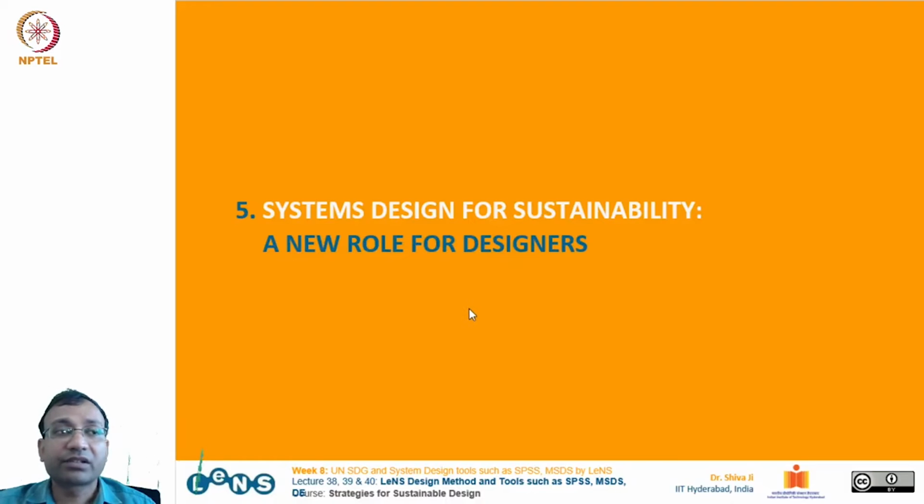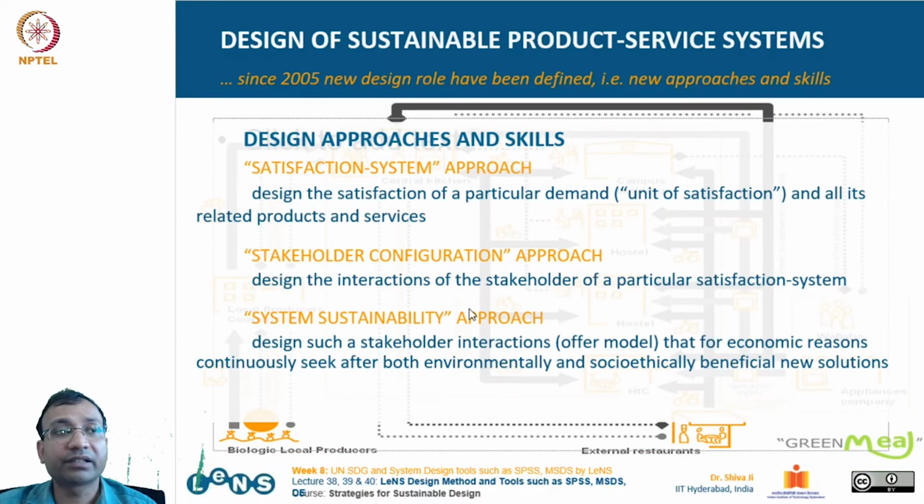So let's discuss the next topic, which talks about system design for sustainability, a new role for designers. So what is the system design we will discuss over here. Design approaches and skills organized from the sustainable system approach: design the satisfaction of a particular demand, the unit of satisfaction, and all its related products and services. Stakeholder configuration approach: design the interaction of the stakeholders of a particular satisfaction system. And then the system sustainability approach: design such a stakeholder interaction model that the economic actors continuously seek after both environmentally and socio-ethically beneficial new solutions.